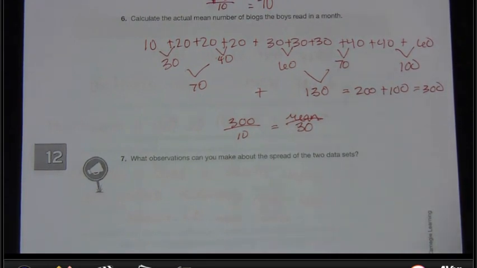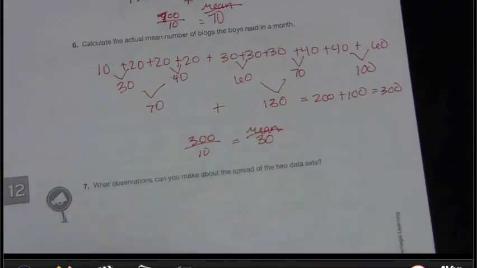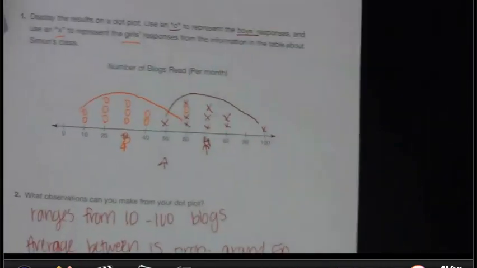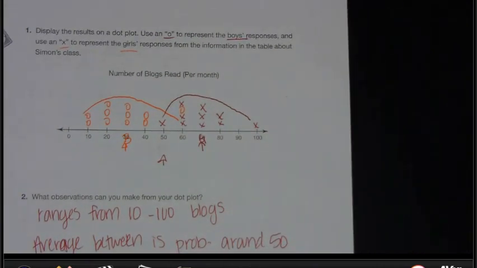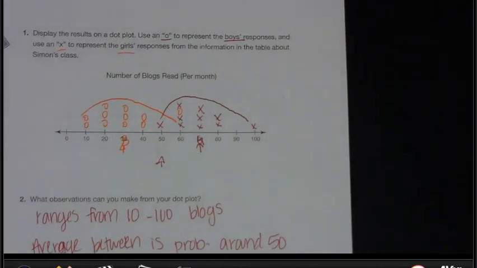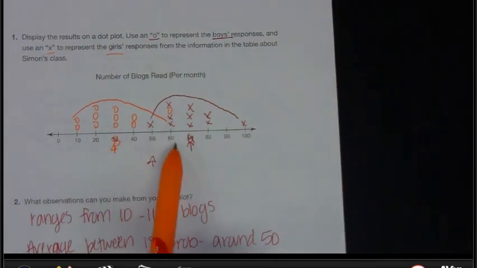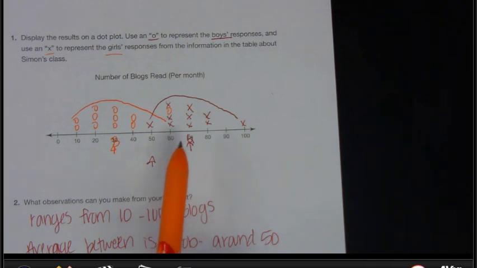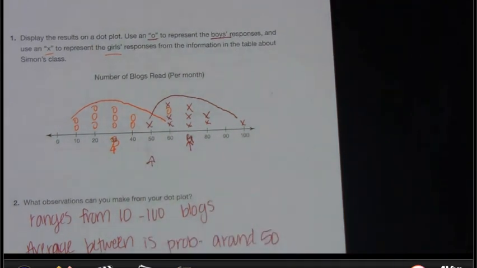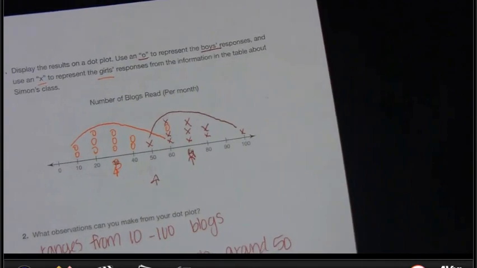So what observations can you make about the spread of your two data sets? Well, going back and looking at our two dot plots, they seem to have the same spread in the number of blogs read per month. The data values for the boys are 10 to 60, which means the range is about 50 blogs. And the data values for the girls are 50 to 100, making the range about 50.